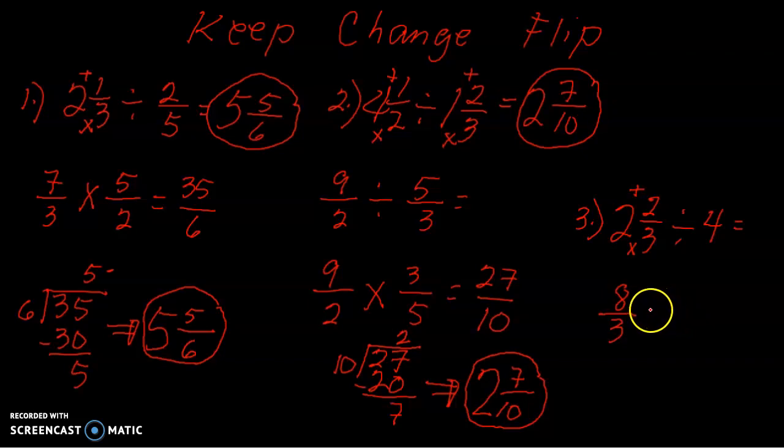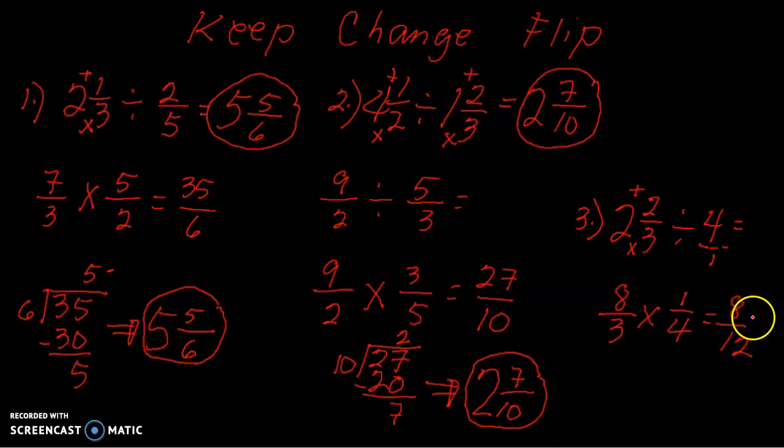Okay, so we will apply now the keep, change, flip, change the division into multiplication. Okay, the whole number here is understood to have a denominator which is 1. Always remember that when you change the whole number into a fraction, you will just put 1 over it so that it will become a fraction. So, laging may denominator na 1. Understood na yan. Fraction na yan. So, when we flip this one, 4/1, magiging 1/4 na. So, we can now proceed to multiplication. 8 times 1 equals 8. And then 3 times 4 equals 12.